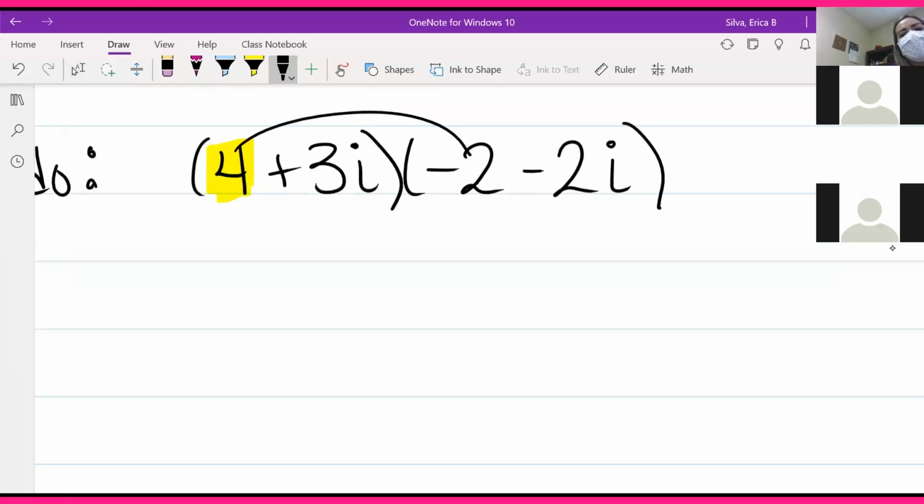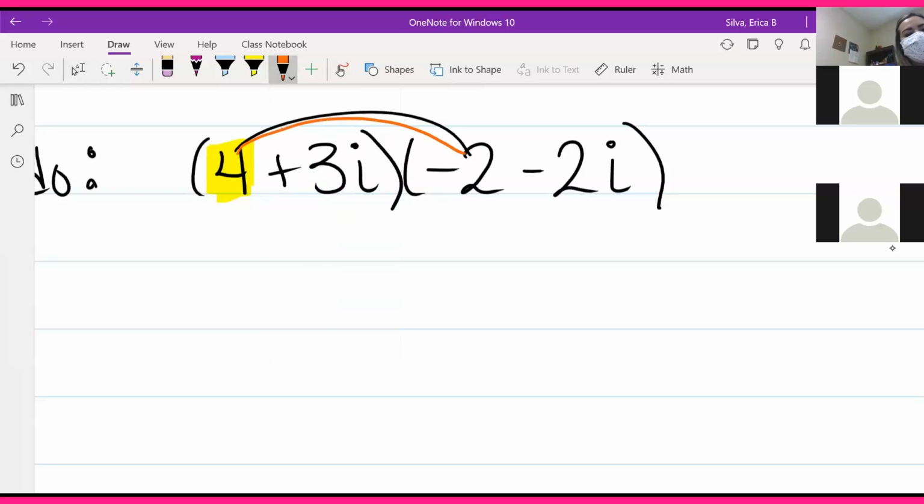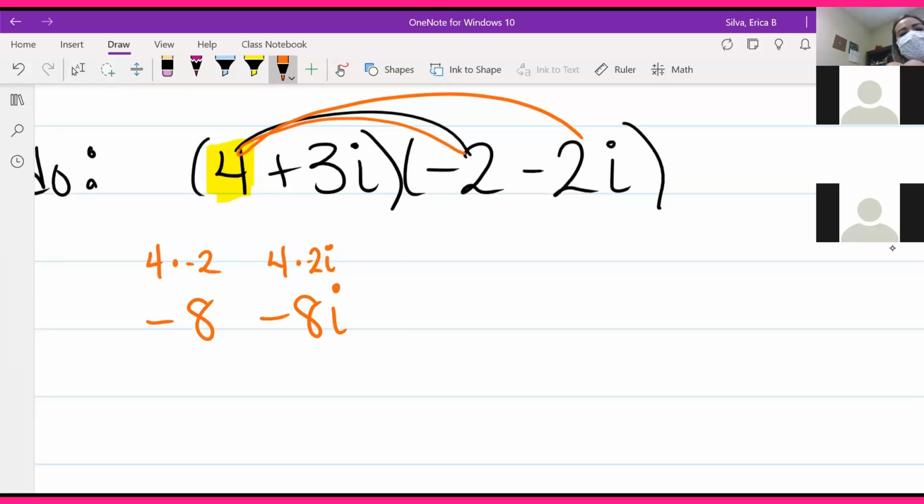Multiply by -2. We get -8. Then 4 times -2i is -8i. Any questions so far? Remember, we are multiplying these numbers. Let me write it up here: 4 times -2, and then 4 times -2i. So this gives us -8, -8i. Then we're going to do the same thing with the second number, my imaginary number.